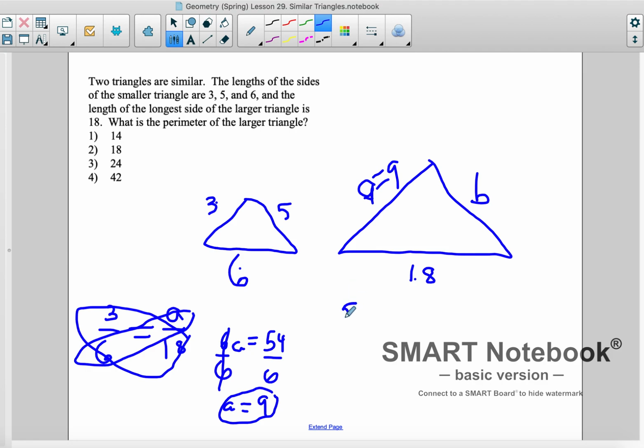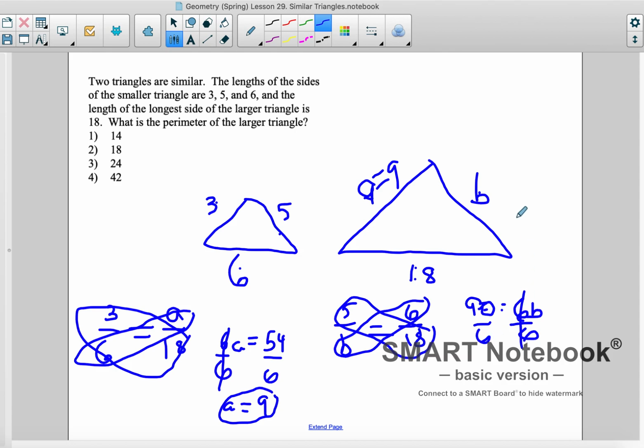Let's go 5 over B, right? So now I'm picking corresponding sides over each other is equal to a corresponding side from the small triangle over its corresponding side in the big triangle, 6 over 18. And we're going to cross multiply again. We get 6 times B, we get 5 times 18. So 5 times 18 gives us 90 is equal to 6B, divide by 6 from both sides, and B ends up being equal to 15.